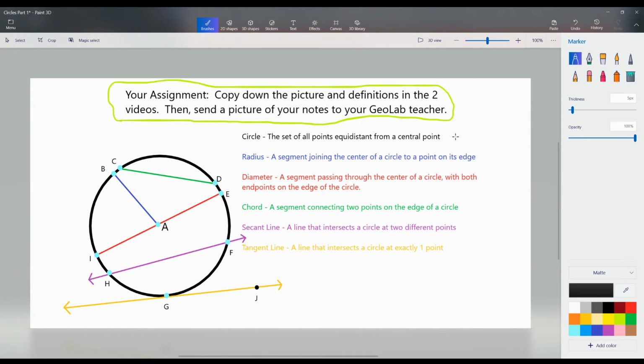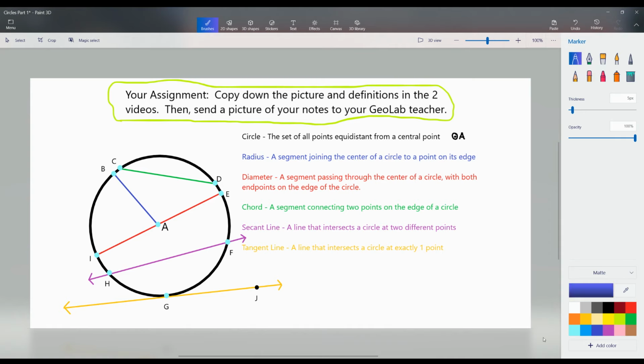The symbol we use for a circle, if we wanted to refer to one, looks like a little mini circle. So you're going to do a little circle symbol like that, and you put the letter from the center. So if I wanted to talk about this guy, I would say circle A, like that.